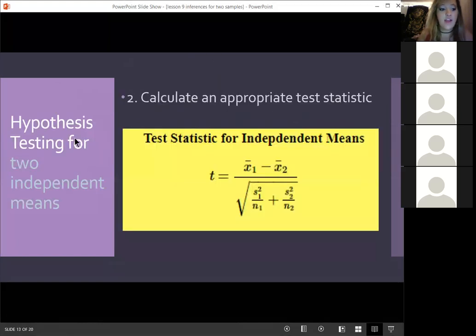All right, so now we're going to move on to step 2 of the hypothesis testing. So we're going to go ahead and calculate that test statistic, which in terms of our means is going to be T. So remember, we use Z for proportions, T for means. And like I said, don't be confused with this.